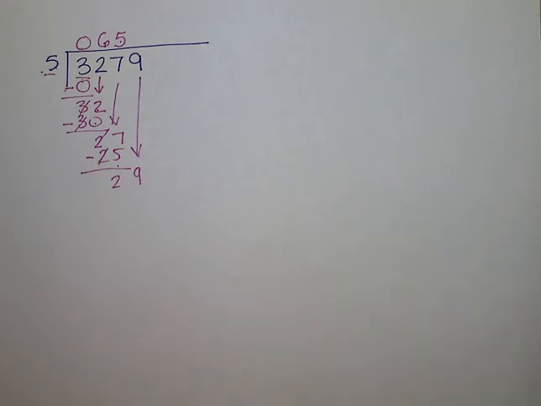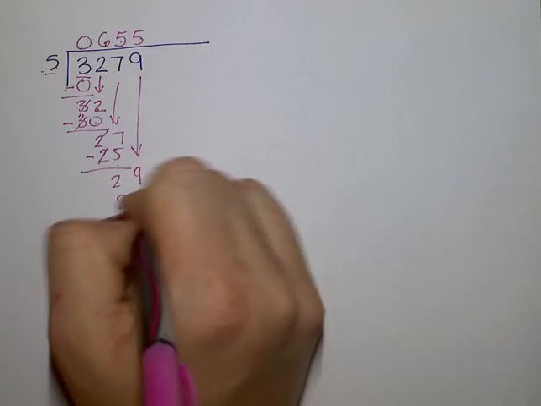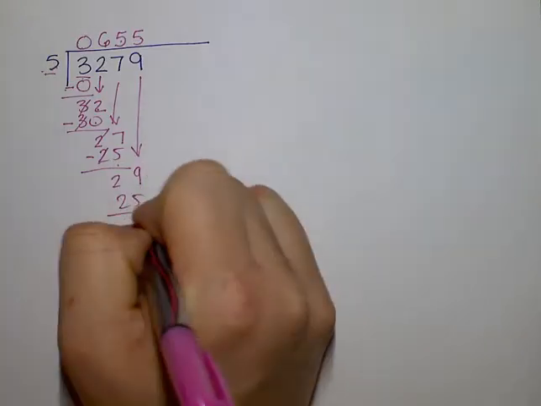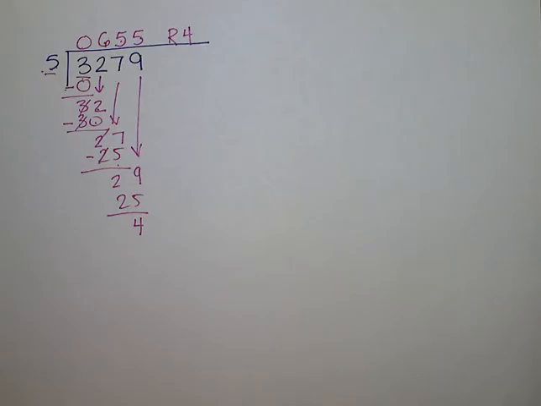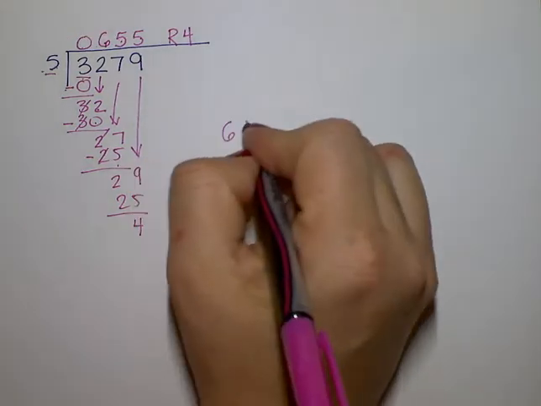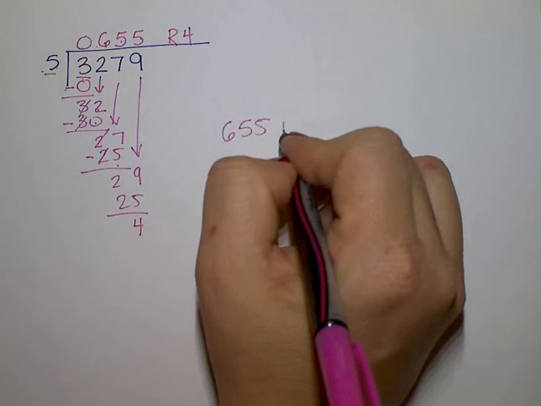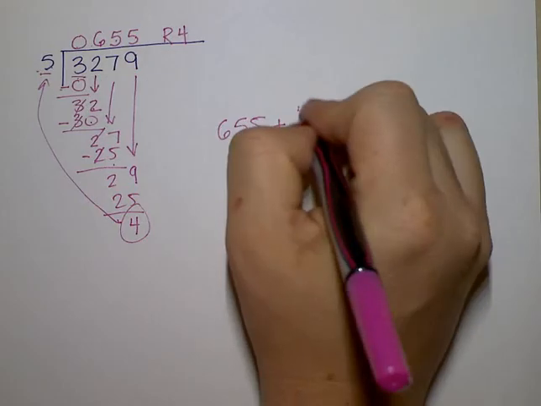Can 5 fit into 29? It can. It can fit in 5 times without going over. 5 times 5 is 25 with a remainder of 4. So you may have learned in elementary school to go R4. Nothing wrong with that. What I would like you to do today is realize that this is really an answer of 655 plus, there's a remainder of 4, plus 4/5.